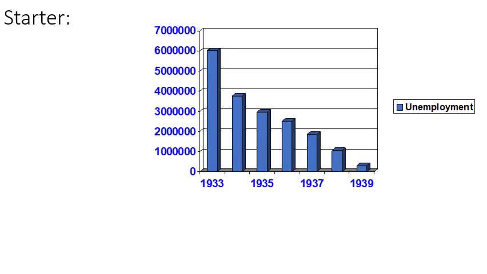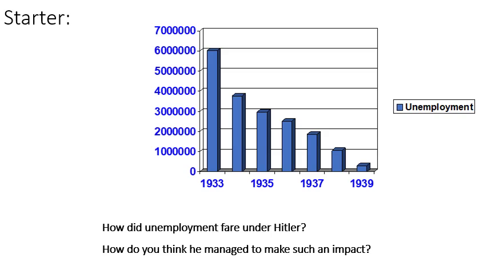So you can see the years are along the bottom and the number of unemployed, that is in millions, okay, is going up the side there. So this is a simple bar graph. So the two questions that I'd like you to think about, guys. So you have got, how did unemployment fare under Hitler? So have a look at what is happening to your bar graph from 1933 up to 1939, which was the outbreak of war. And how do you think he managed to make such an impact?